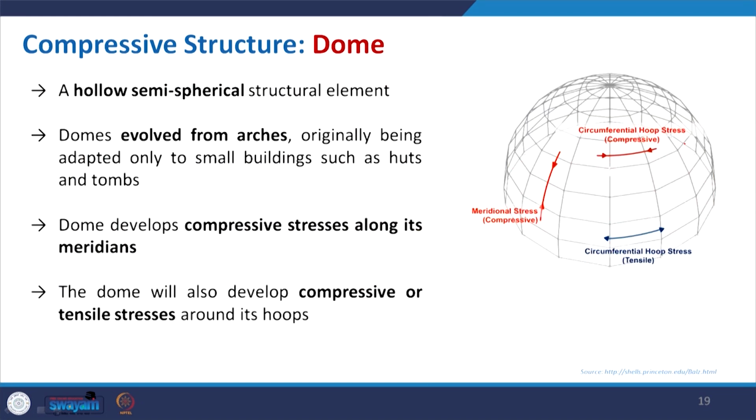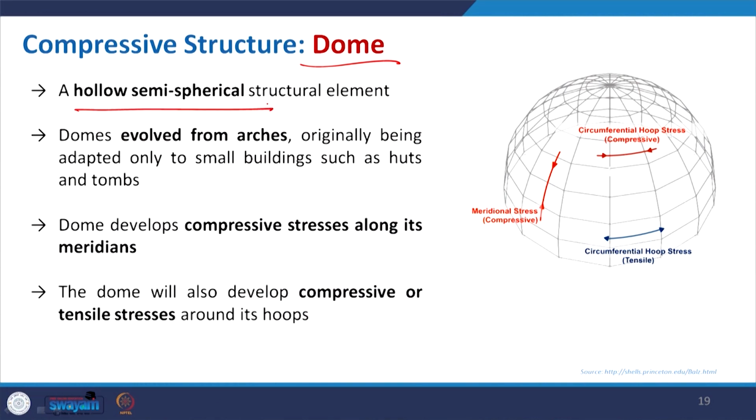And now come to the other category, that is the dome. Earlier, in the vault, we saw the extended series of arches that form the barrel vault. Here it is basically a hollow semi-spherical structure, but we can say it evolved from arches.